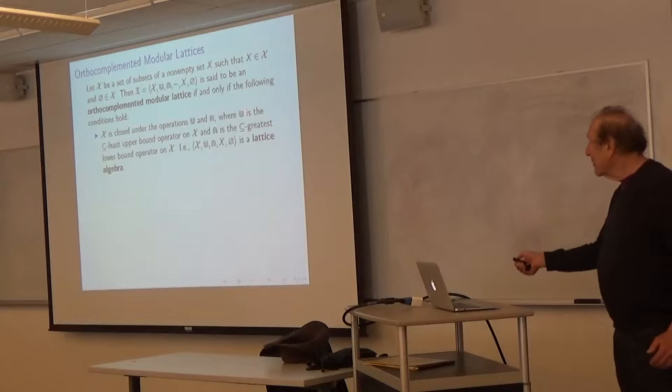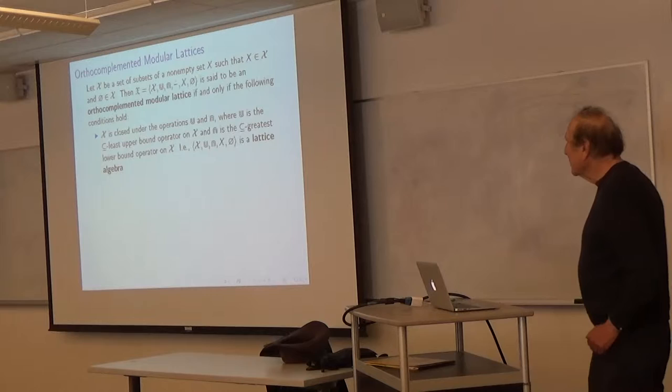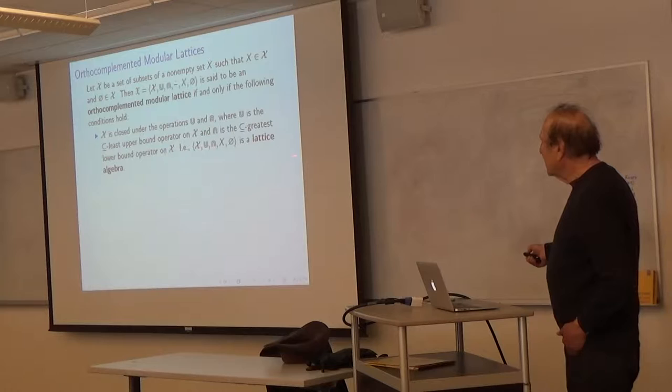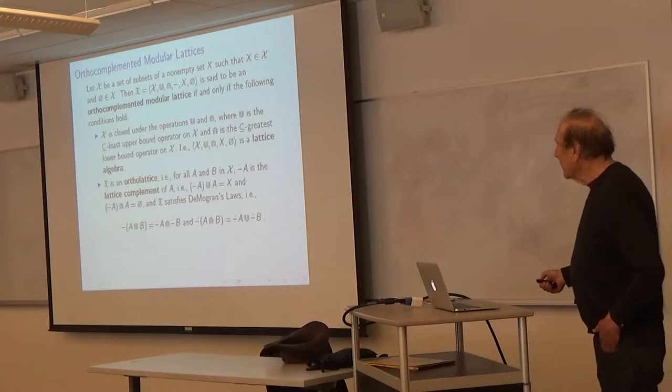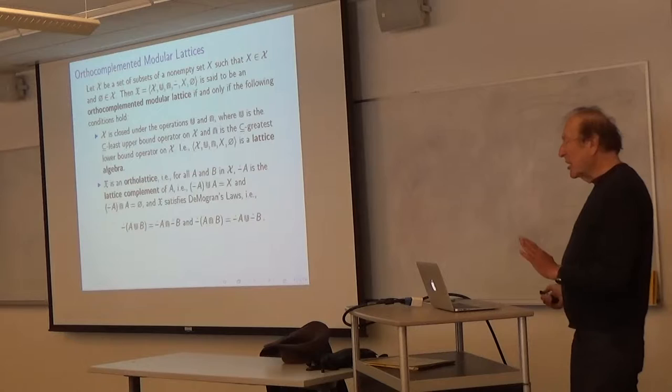It has these funny operations: generalized union, generalized intersection, generalized complementation, let's call it. And it's said to be an ortho-complemented modular lattice if it's closed under these operations. And this operation is the least upper bound on two events in X in terms of the subset relation, and this is the greatest lower bound of two events, and then if that happens, this is called a lattice algebra. And it's called an ortho lattice if it has a complementation operation, that's what these two equations say, and satisfies De Morgan's law. So it looks very much like a Boolean algebra and those sorts of things.